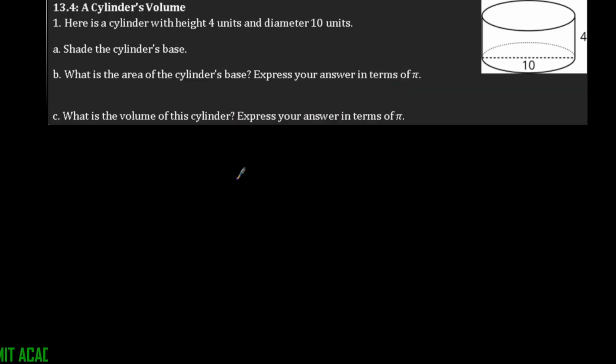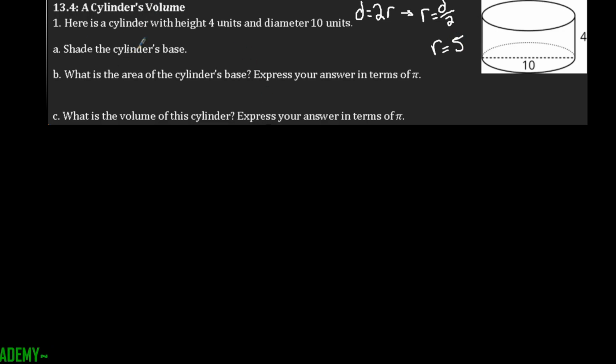All right. And for the next part, it says a cylinder's volume. Here's a cylinder with height 4 units and diameter 10 units. Anytime you are looking at diameter, just remember that diameter is equal to 2 times the radius. So we could rewrite it: radius is equal to the diameter divided by 2. So for this one, our radius is going to be 5. Just make sure you keep that in mind for this part.